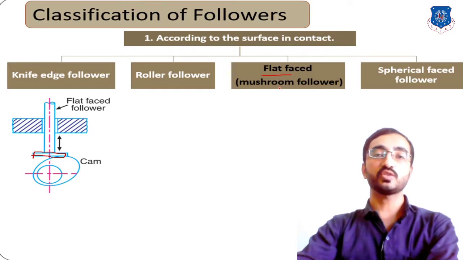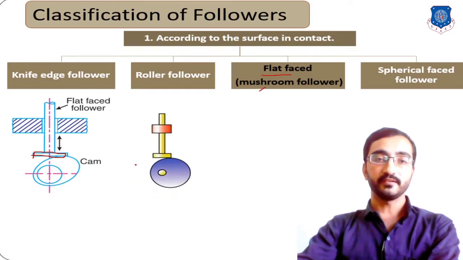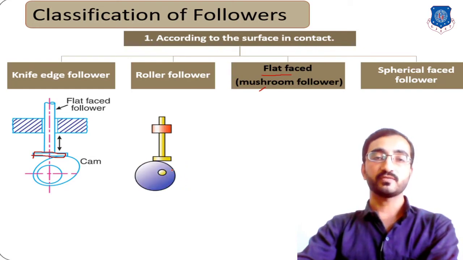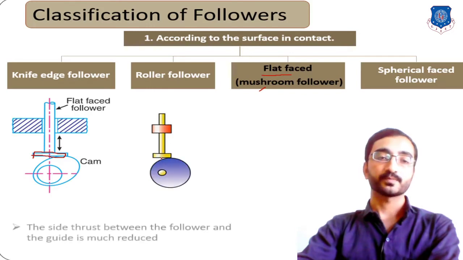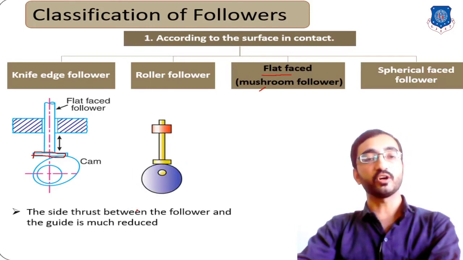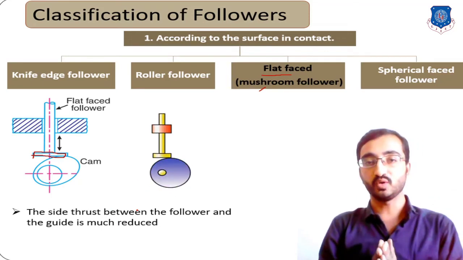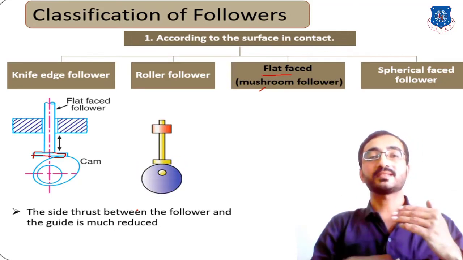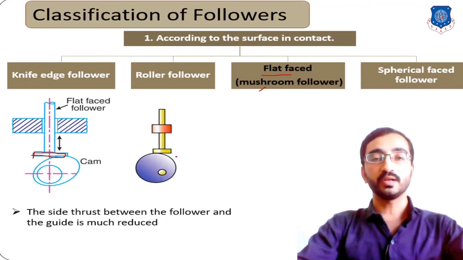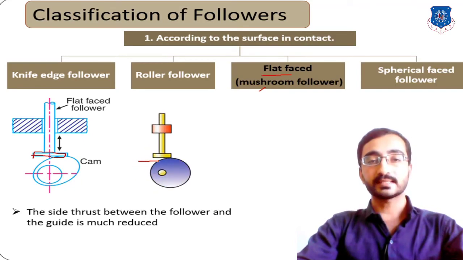Okay, so it is also known as mushroom follower. Now the function over here, if you refer, in flat face follower you will have a surface which is in flat shape. The side thrust between the follower and guide is much more reduced compared to your roller and knife edge. Over here you will observe that this side thrust will be reduced because you will have a large surface to make contact.